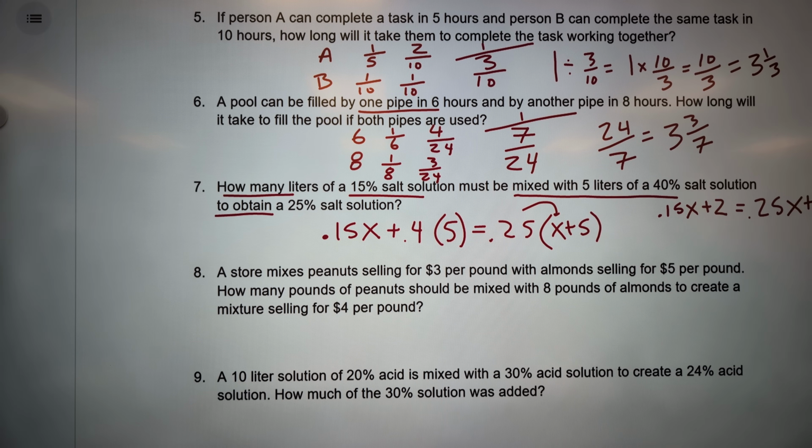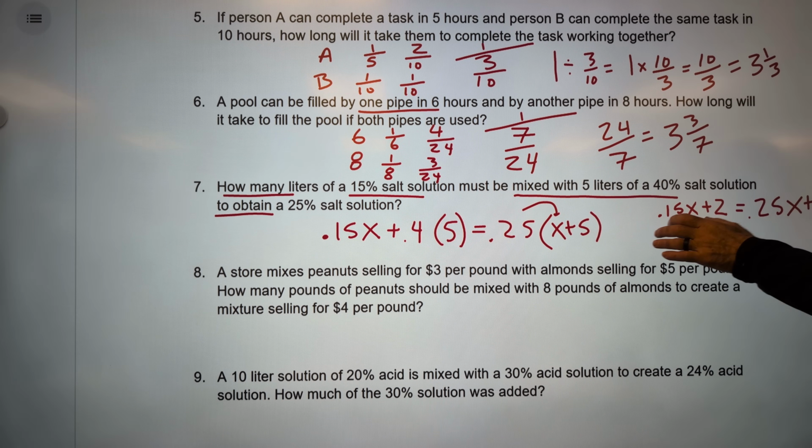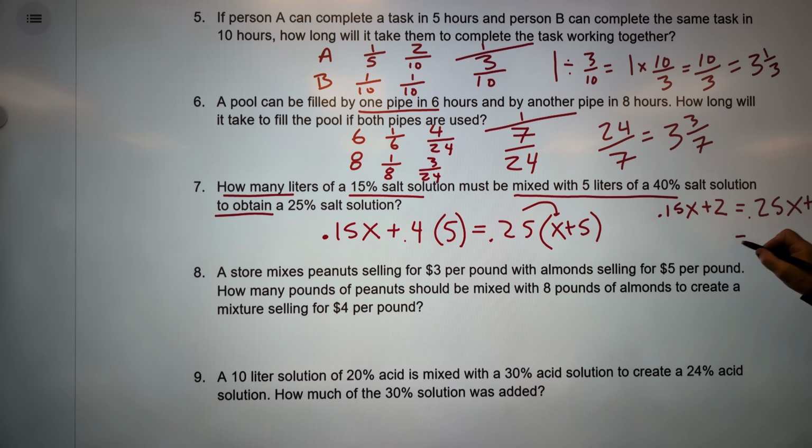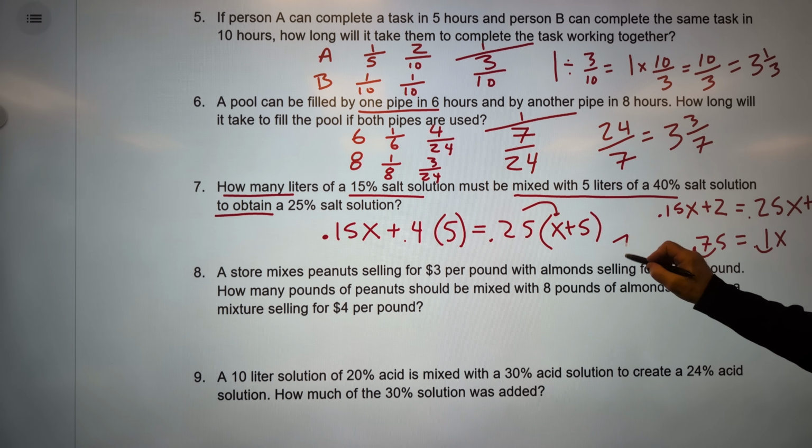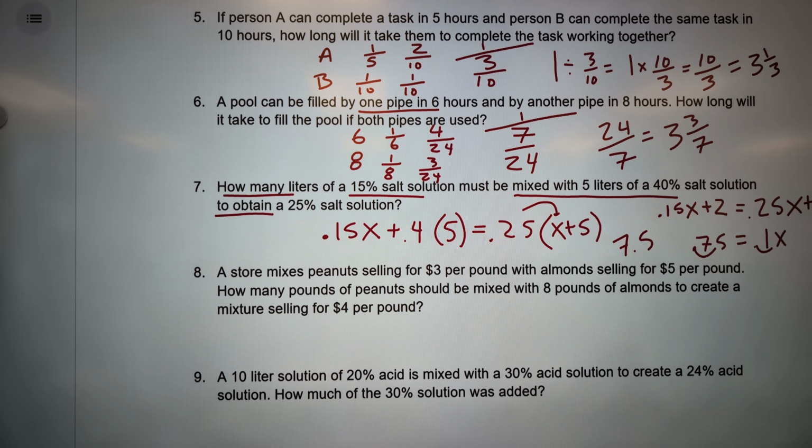Combine all my x's. I always try and keep them positive, so I'm going to subtract that from that to get 0.1x over here, right? This from there. I'm going to subtract that from there to get 0.75. Solving here, I'm going to just move it over 1 and move it over 1 here to get x is equal to 7.5. So that's 7.5.